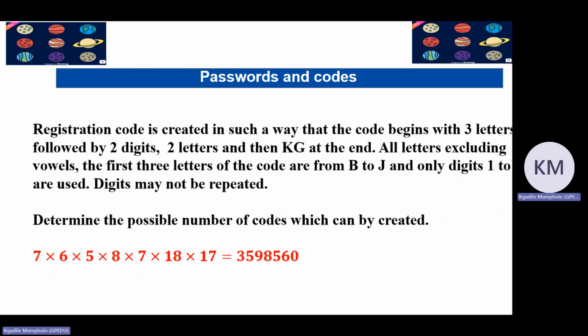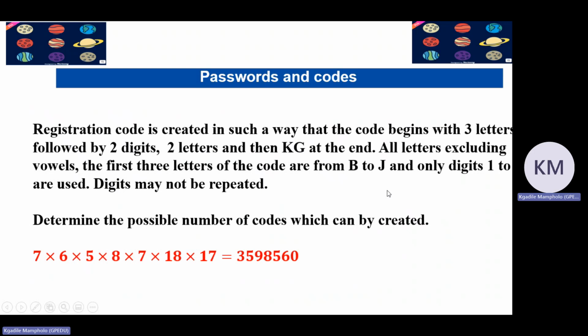Passwords and codes again. A registration code is created in such a way that a code begins with 3 letters followed by 2 digits, two letters, then KG. Now, all letters exclude vowels. The first 3 letters of the code are from B to J. Let's look at this one.